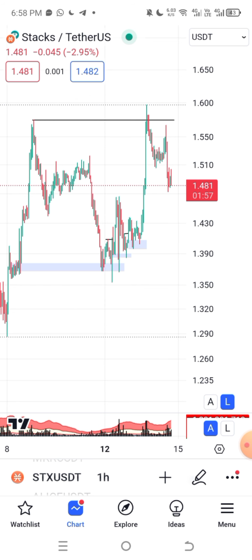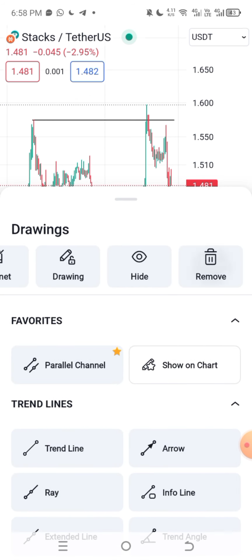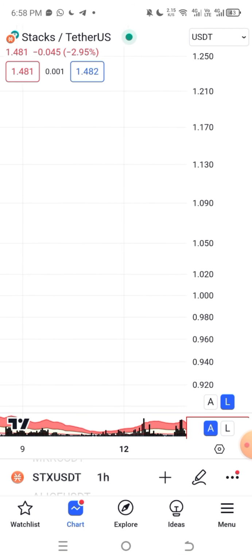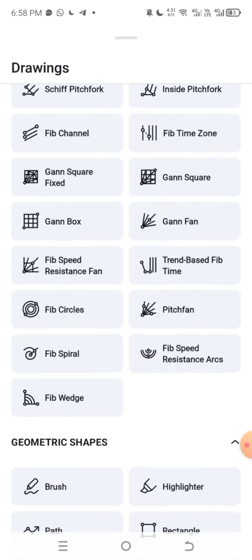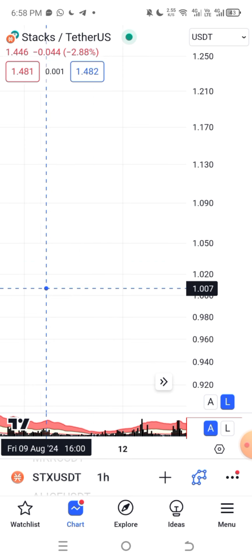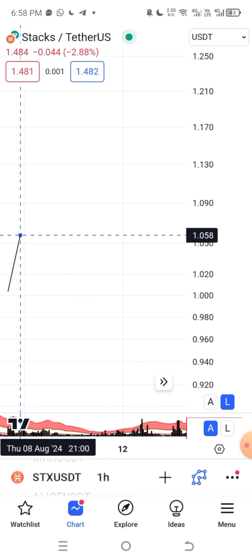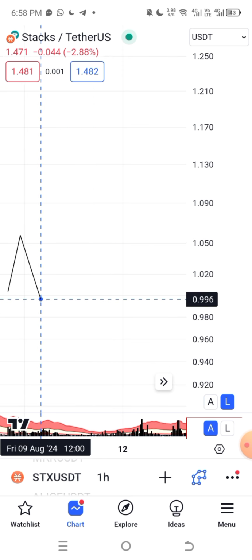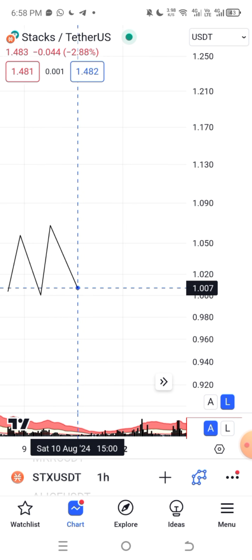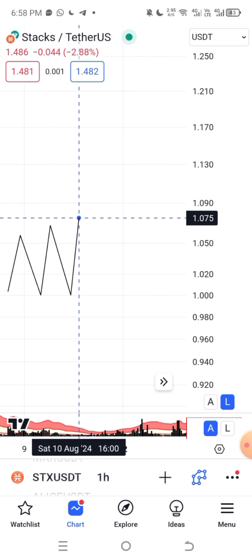It's very simple. First things first, I would want to delete all of these drawings and just illustrate to you what liquidity is and how you can begin to take advantage of these things. Now, I'm using my phone basically to just show you guys. Now, we want to see price doing this, making consecutive highs and lows.